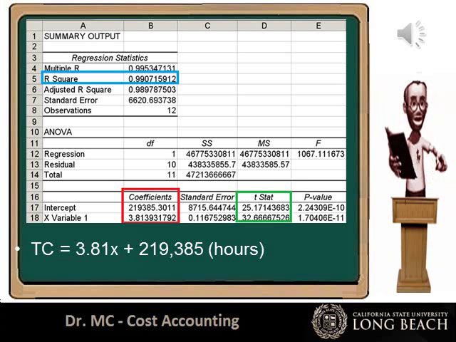In the blue box, next to R-square, you have how well the cost function that the regression estimated fits the actual cost data that you supplied. In this regression, the regression's estimated cost function explains 99.07% of the behavior of the actual data. Some people refer to the R-square as the model's goodness of fit.